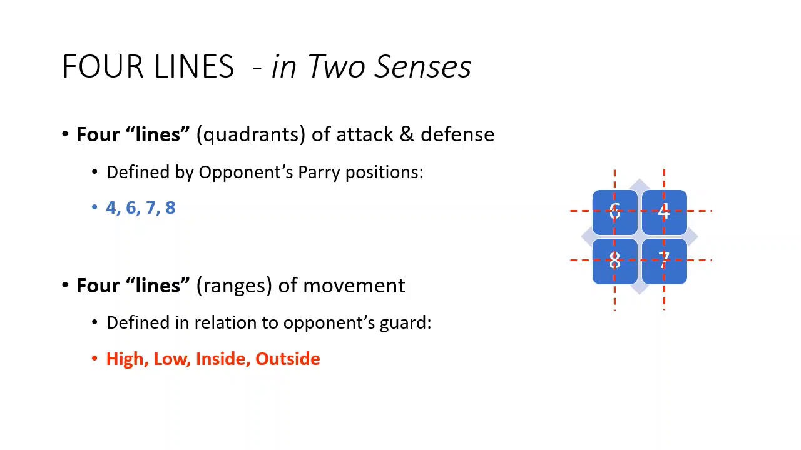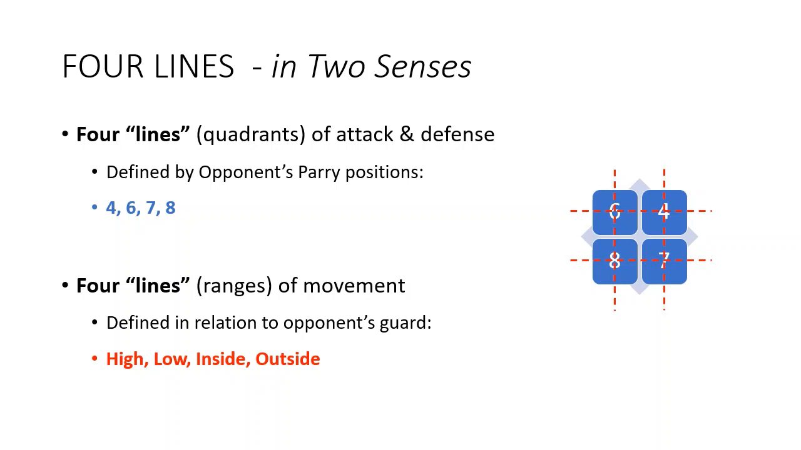In fencing, the term line is used in two distinctly different ways. We may speak of four lines or quadrants of attack and defense, which are defined in terms of the parries that would be used to defend against an attack in that line. So the four lines or quadrants in this sense would be described as the line of 4, the line of 6, the line of 7, the line of 8.